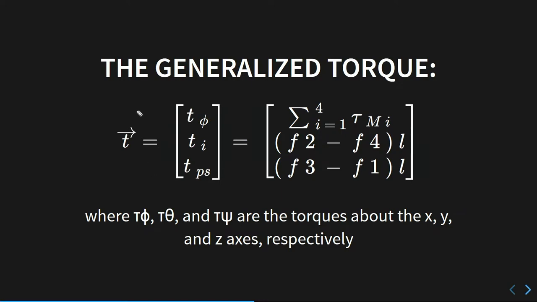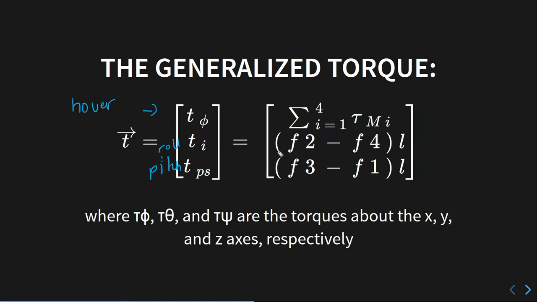So think of this as the hover, where you basically control all four motors. Think of this as maybe the roll and the pitch. Now, depending on how you set up your matrices.